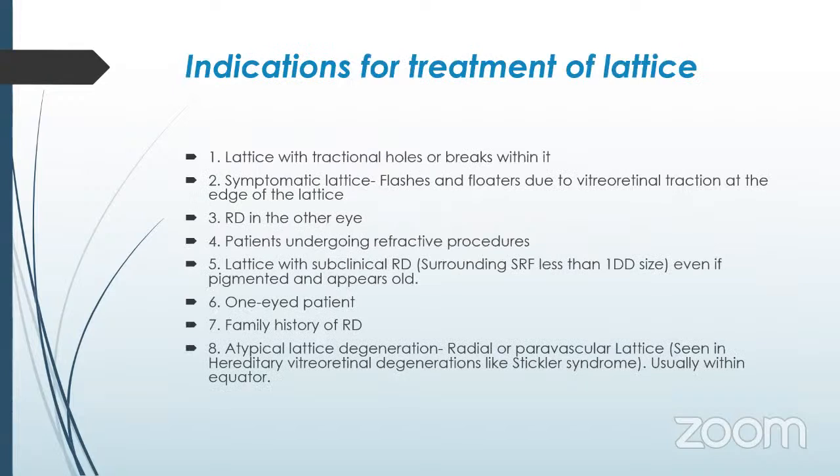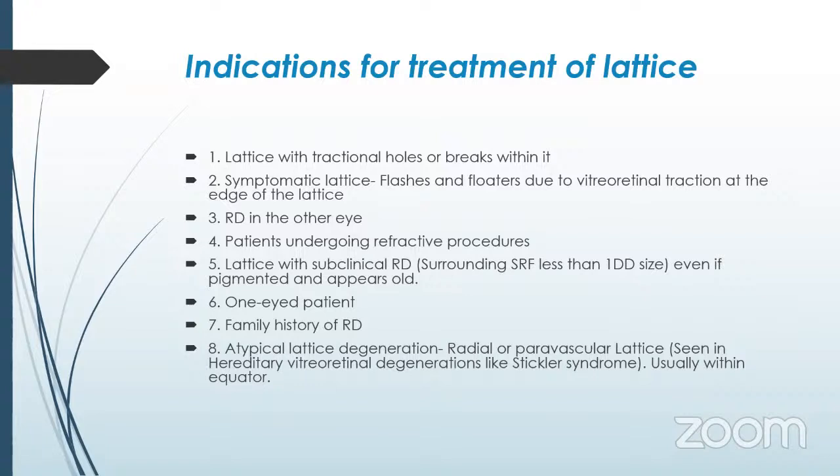Some of the indications for the treatment of the lattice: lattice with a tractional hole or a break within it; symptomatic lattice, that is flashes and floaters due to vitreoretinal traction at the edge of the lattice; retinal detachment in the other eye; patients undergoing refractive procedures; lattice with subclinical RD, with surrounding subretinal fluid of less than 1 disc diameter in size, even if pigmented and appearing like an old one; and the one-eyed patient, or family history of RD.